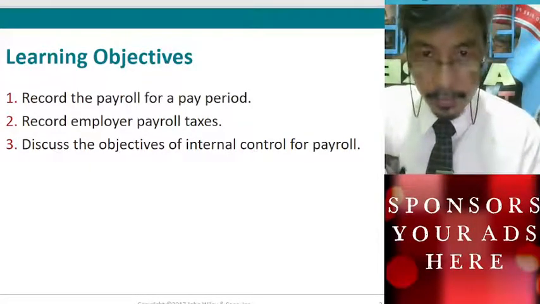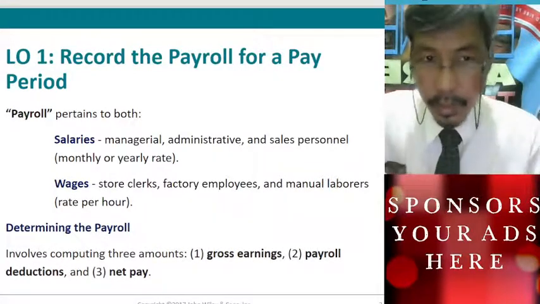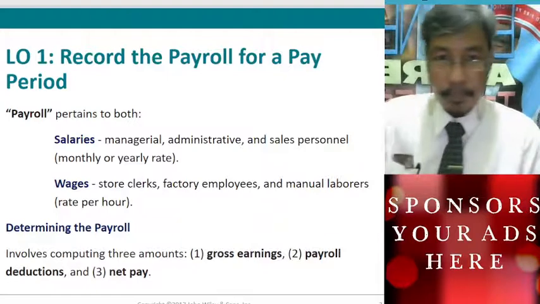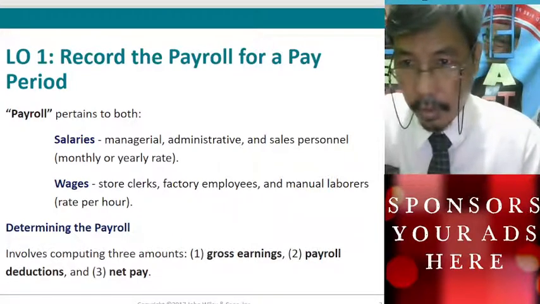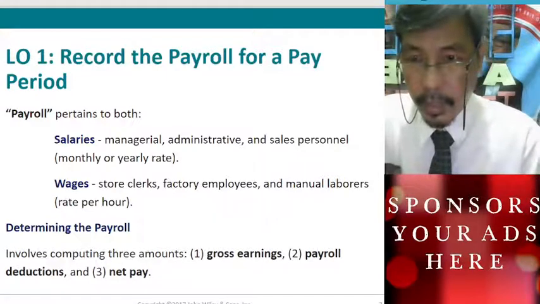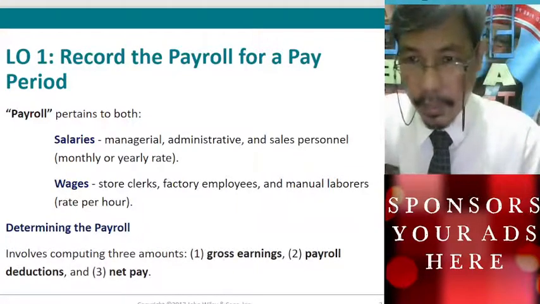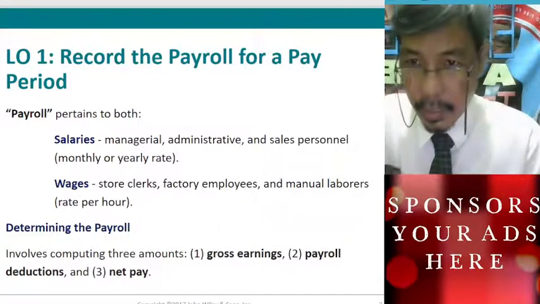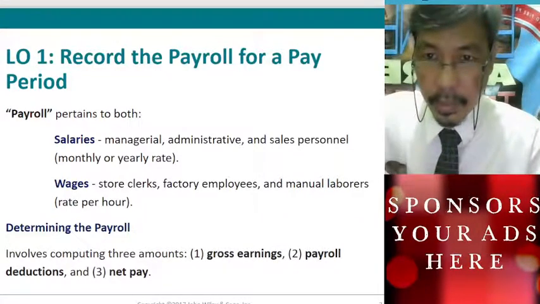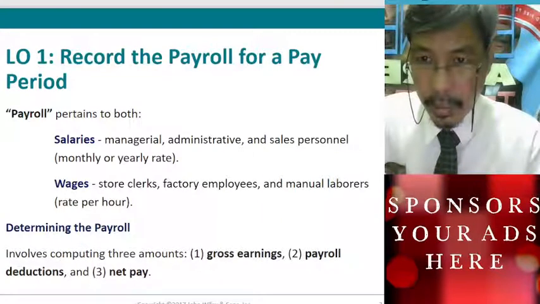Okay, let us start with lesson 1, recording the payroll for a pay period. So what is a payroll? It pertains to both A, salaries, and B, wages. So salaries and wages, what is the difference? Salaries: managerial, administrative, and sales personnel. Okay? Monthly or yearly rate.